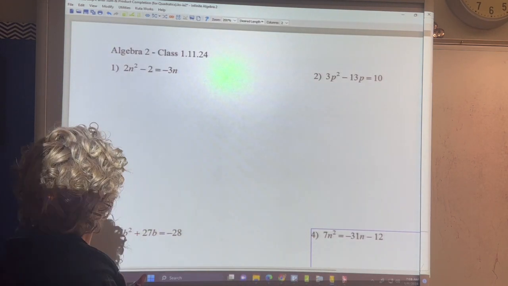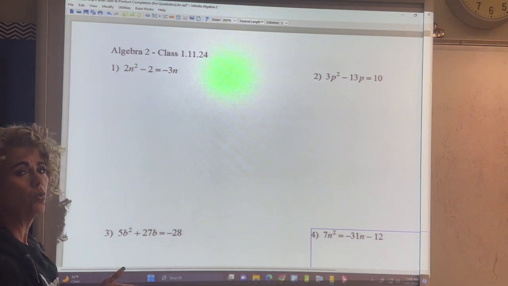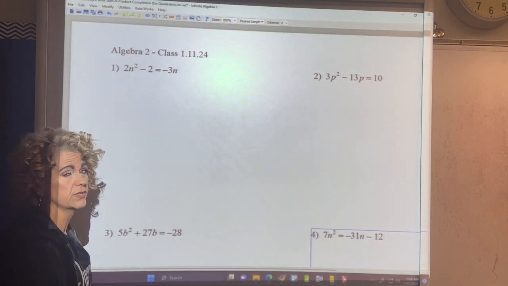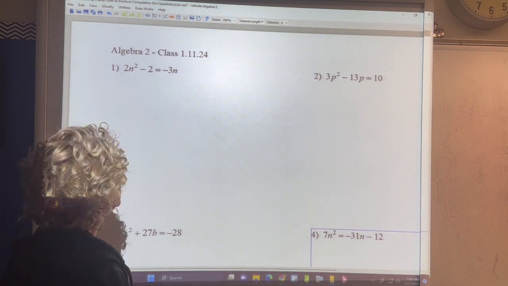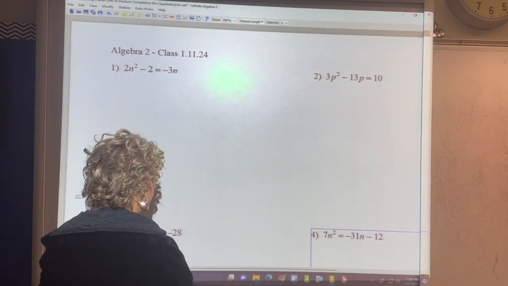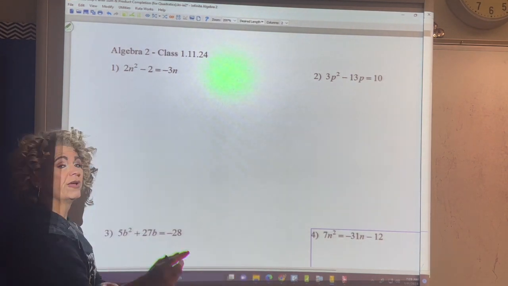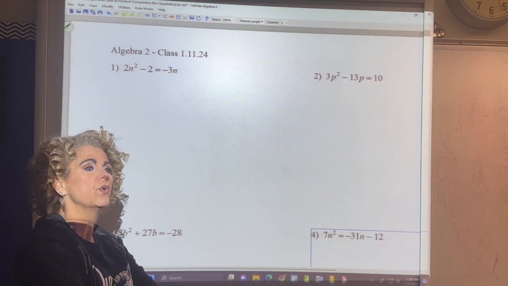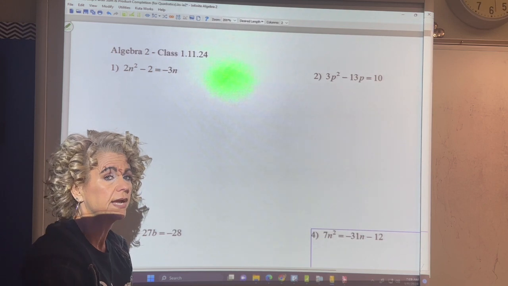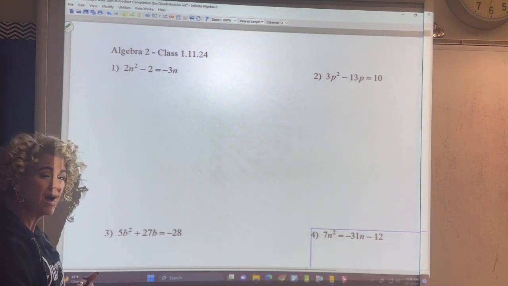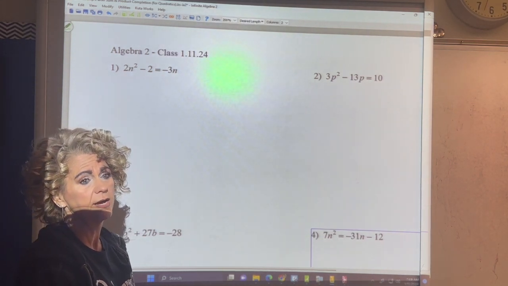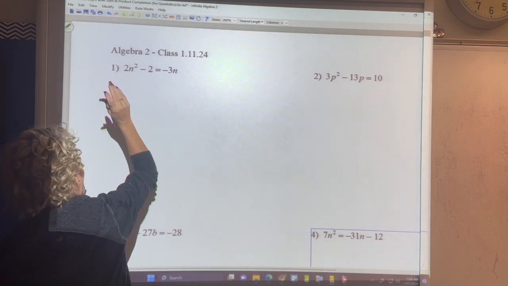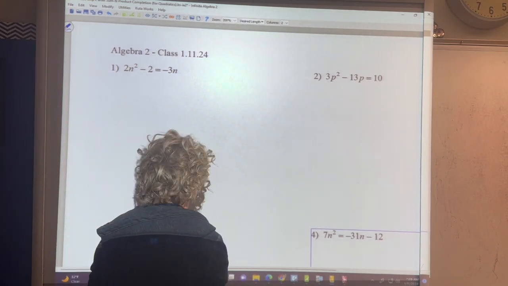Okay, these are our examples. Again, we are not solving. Step 1 is get one side equal to 0. Is one side equal to 0? No. So we need to do that. In order to do that, I want to emphasize that when we are manipulating a quadratic, we are always going to manipulate it to where we work with a positive quadratic coefficient. So we want our A value to be positive, which it already is.